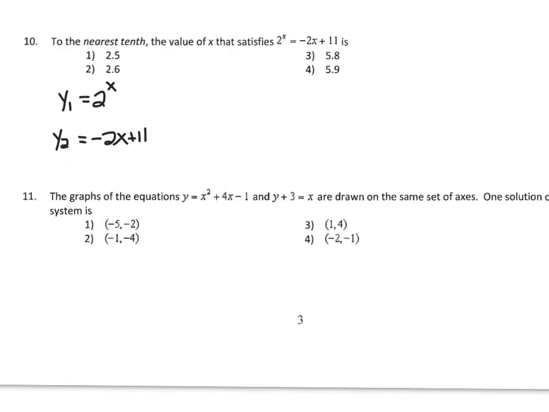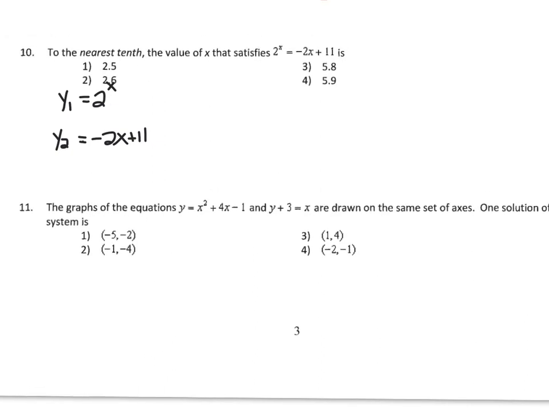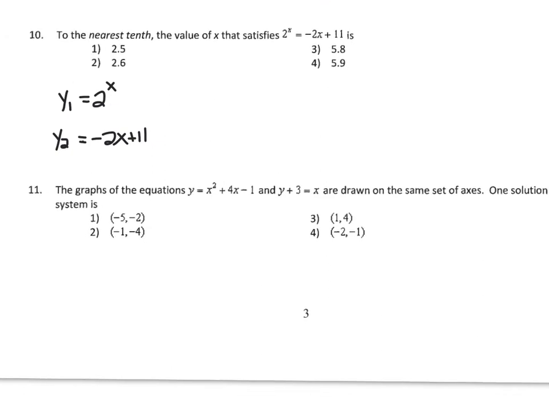Number 10 wants us to solve for the value of x. Now, I personally think the easiest way to do this one is to plug the left-hand side of the equation into y1 in your calculator. Okay, so take this 2x and plug it into y1. Take the right-hand side of the equation and plug it into y2 in your calculator. And then just go to second trace intersect and determine the x value, since there's only x's in this equation, of the point of intersection.